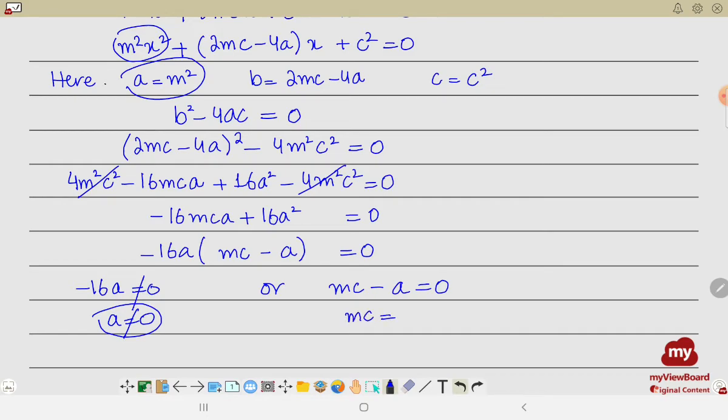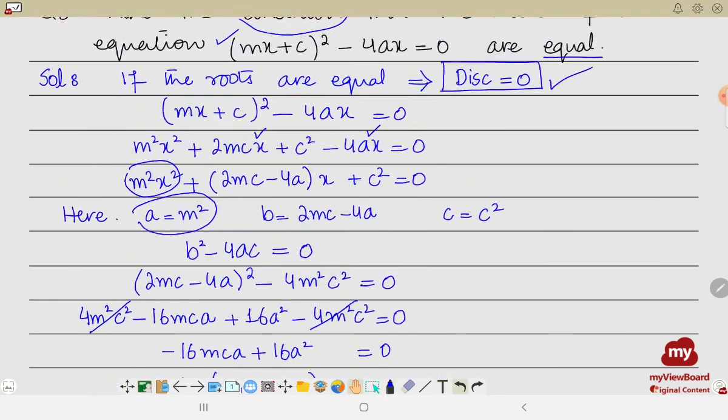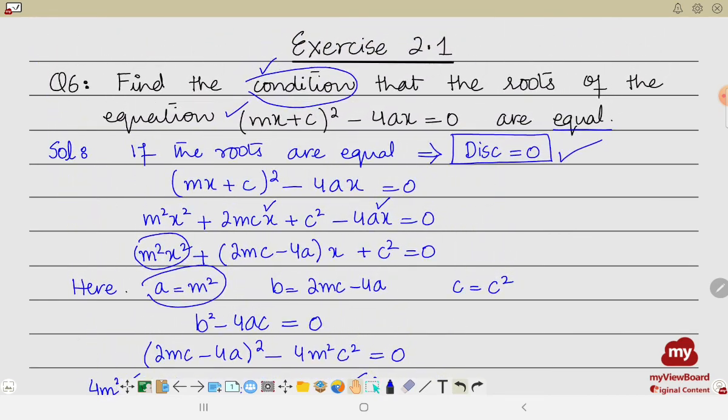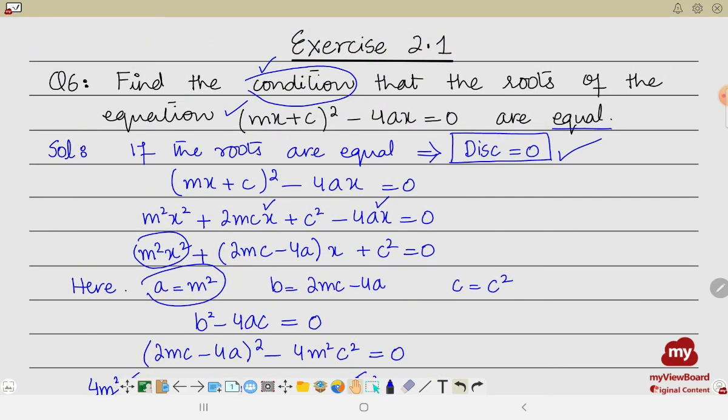From the second factor we write mc = a, or you can say a = cm. So this is the given condition that was being asked in the question. Hope you understand this. We have just used the concept of discriminant, that if the roots are equal, the discriminant is equal to 0, and from discriminant equal to 0, we have sorted out the condition that is being asked in the question.